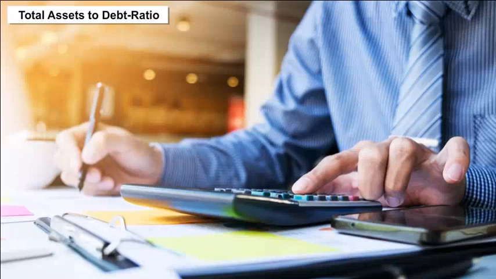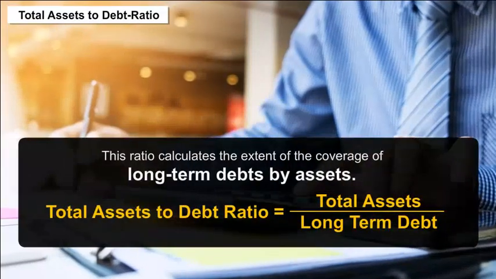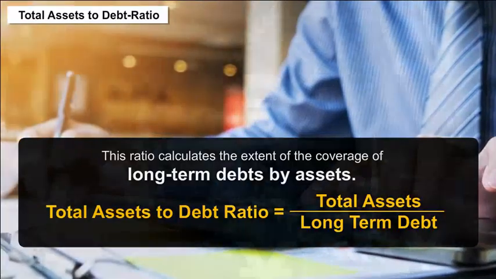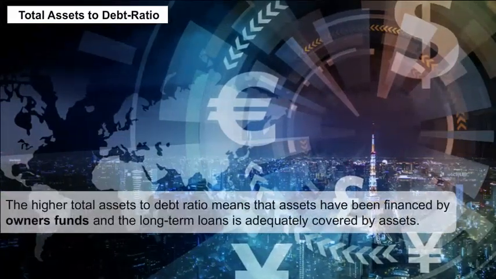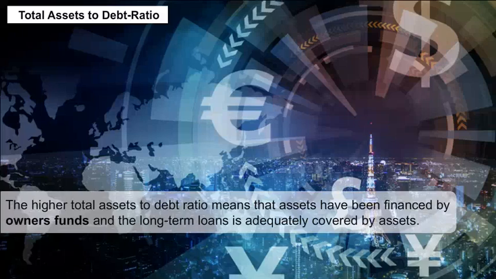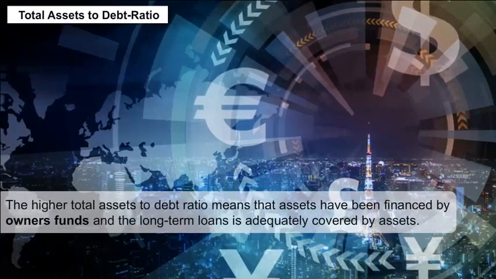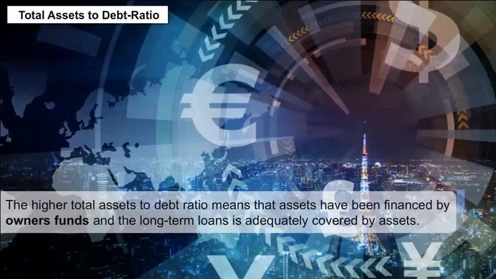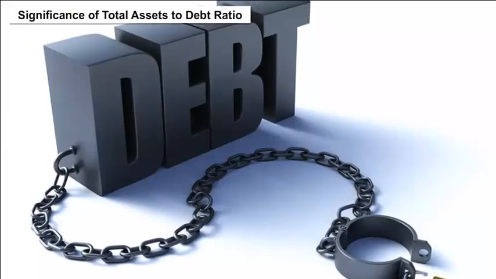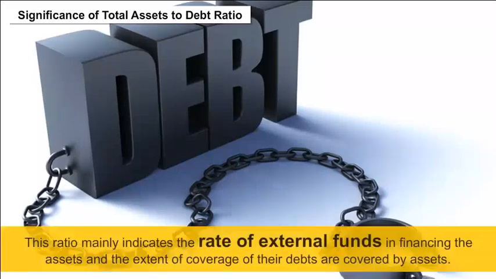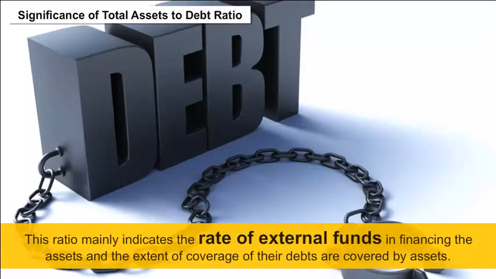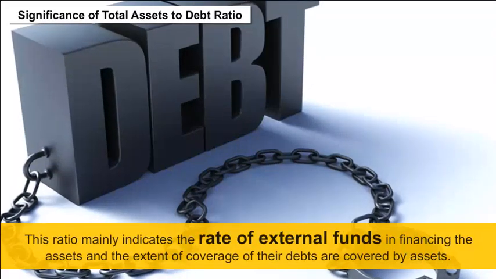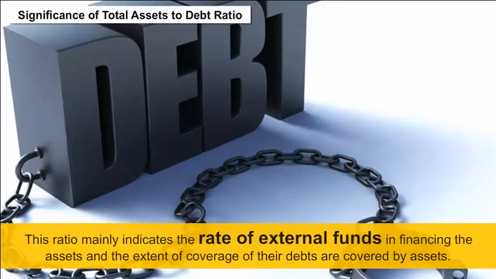Total assets to debt ratio. This ratio calculates the extent of the coverage of long-term debts by assets. The higher total assets to debt ratio means that assets have been financed by owners' funds and the long-term loan is adequately covered by assets. Significance of total assets to debt ratio. This ratio mainly indicates the role of external funds in financing the assets and the extent to which their debts are covered by assets.